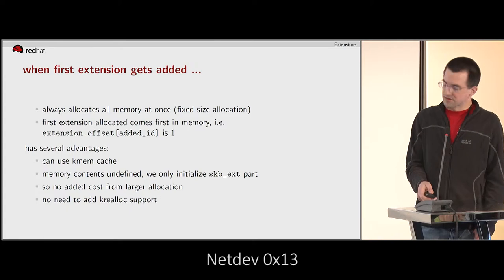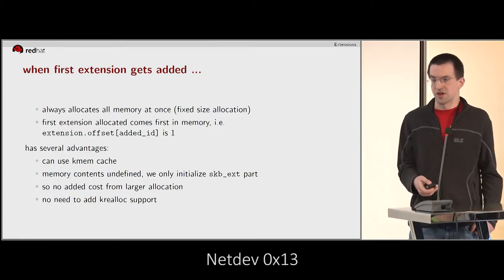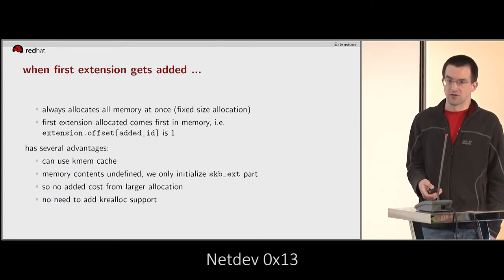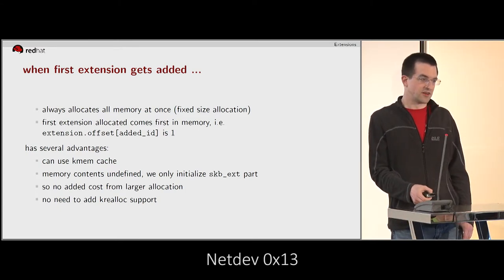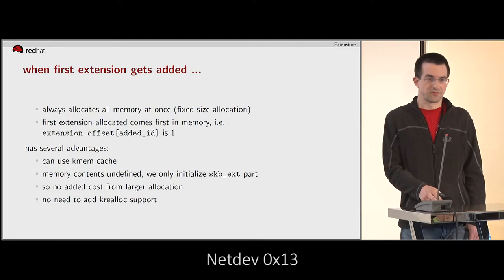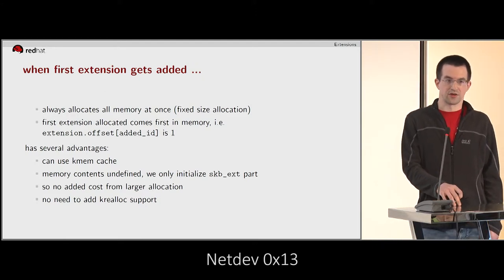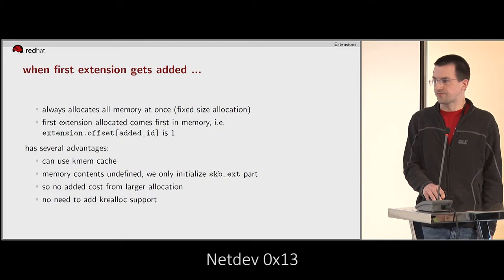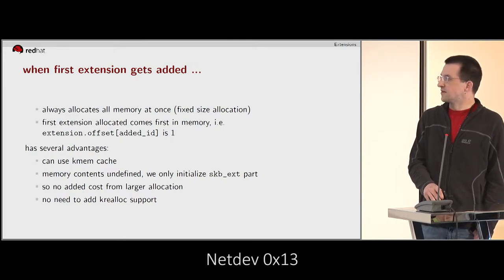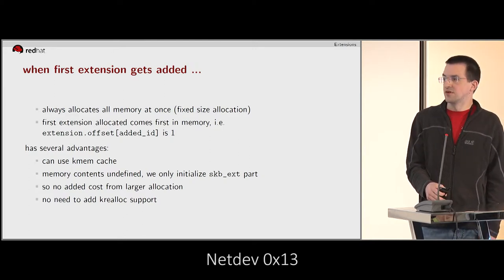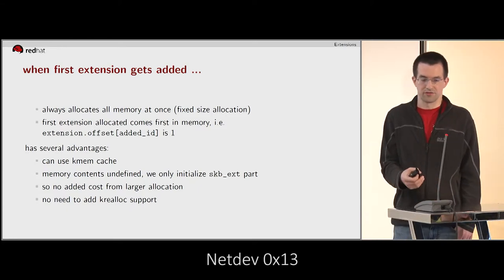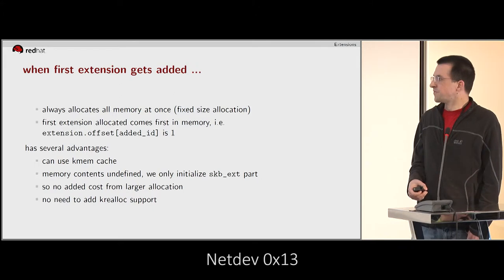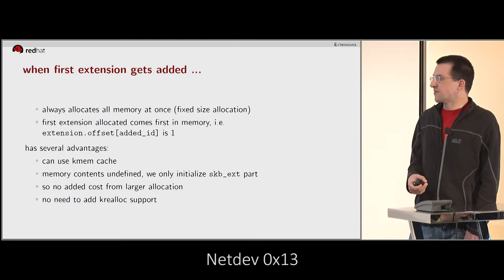This is a deliberate design decision because we can use a kmem cache for the SKB extensions. So if you tell SLUB to not merge kmem caches, then you will see in the proc file system how much data is allocated for SKB extensions. And the memory contents are undefined, so we don't pay any extra penalty for allocating a few extra bytes. That doesn't matter. And one other point is it's a bit easier.